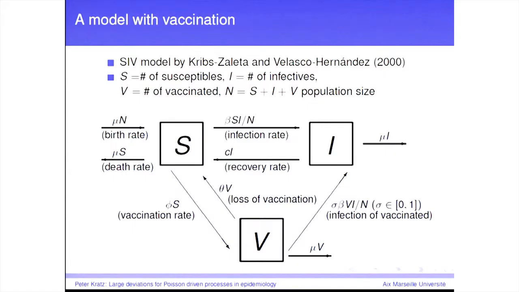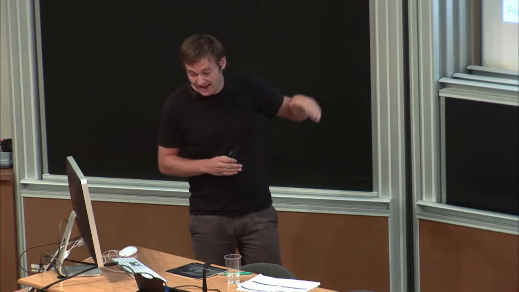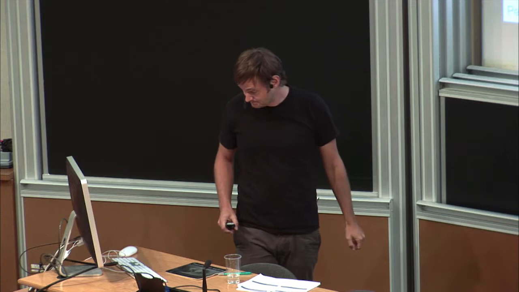So we have S susceptible individuals, that are individuals who are not infected and can become infected. Then we have I infective individuals, that are ill individuals that can infect other individuals. And in this model we also have vaccinated individuals. And now these numbers always add up to N.